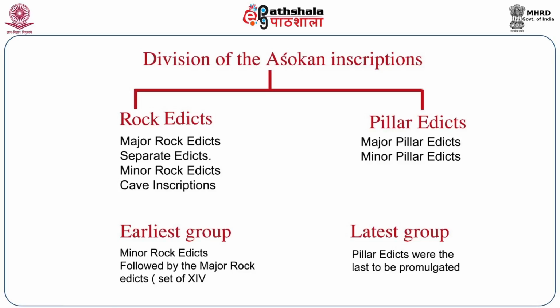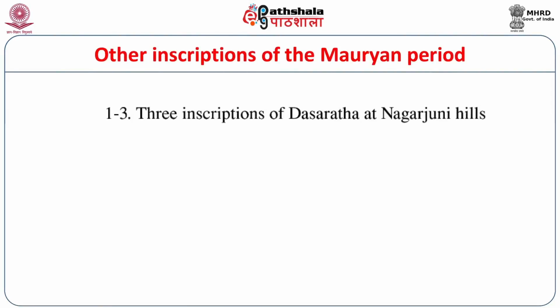Now from Ashokan inscriptions, let us move to the other inscriptions of the Mauryan period. There are many more inscriptions which can be designated as Mauryan inscriptions, but they are only in the Mauryan time frame. We are not very sure whether they were promulgated by any Mauryan emperor. But when we look at the Barabar cave inscriptions of Ashoka, we find at the same site, very close by in the Nagarjuni hills, Ashoka's grandson Dasharatha had also donated caves. So these are the earliest Mauryan inscriptions after the Ashokan inscriptions.